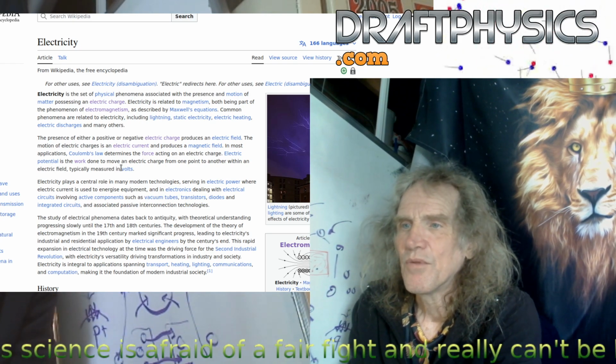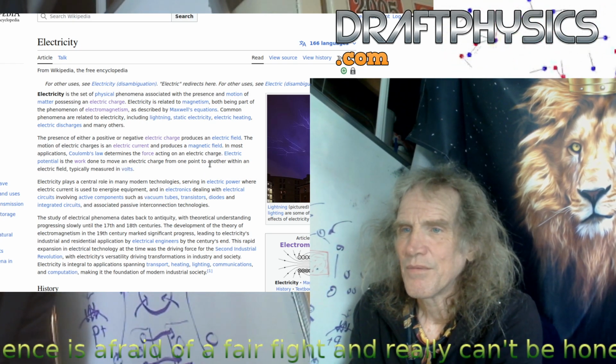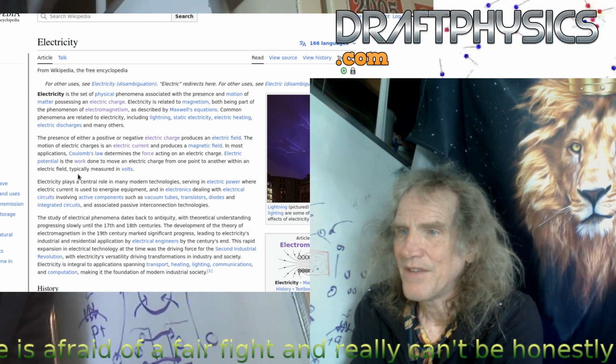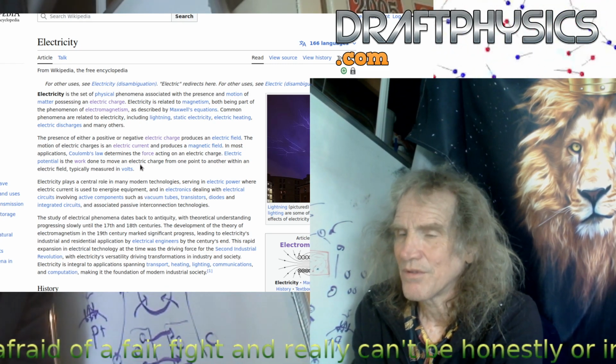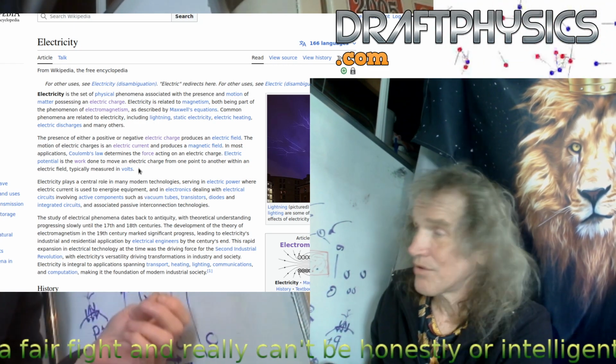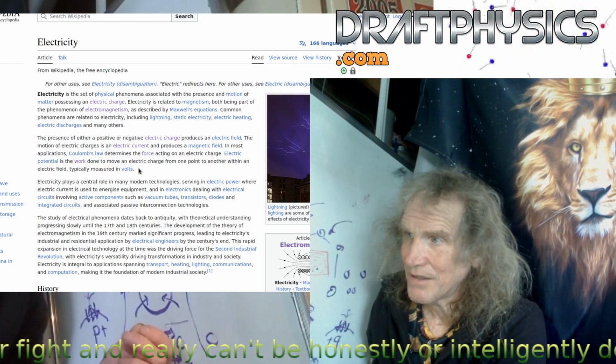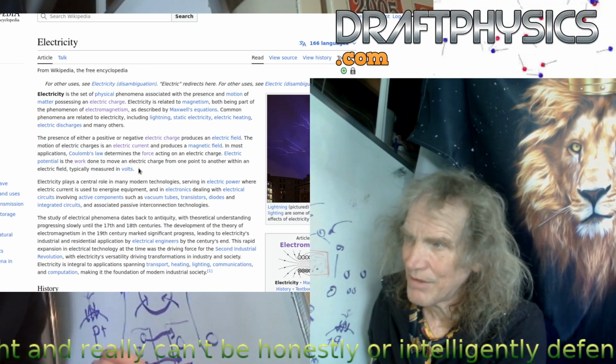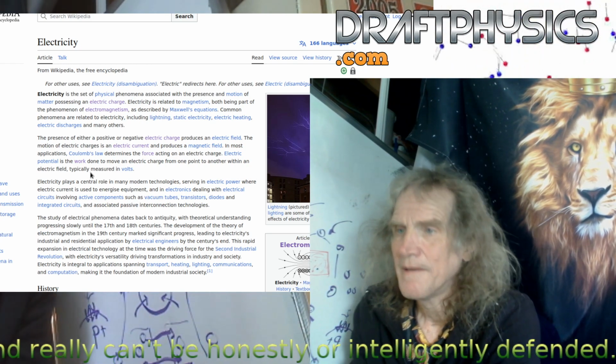All right. Is the work done to move electric charge from one point to another within an electric field, typically measured in volts? So there's no electric field in the wire. There's just adding electrons and subtracting electrons, increasing the pressure between the electrons or decreasing the pressure between the electrons.